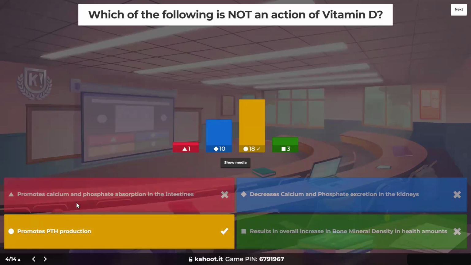Let's see. Yeah, the yellow one was correct. It does the opposite of this, right? It inhibits PTH production. It does promote calcium and phosphate absorption in the intestines. It decreases their excretion in the kidneys, so it holds on to more. That's what we mean by decreasing the excretion in the kidneys. Results in overall increased bone density in healthy amounts.